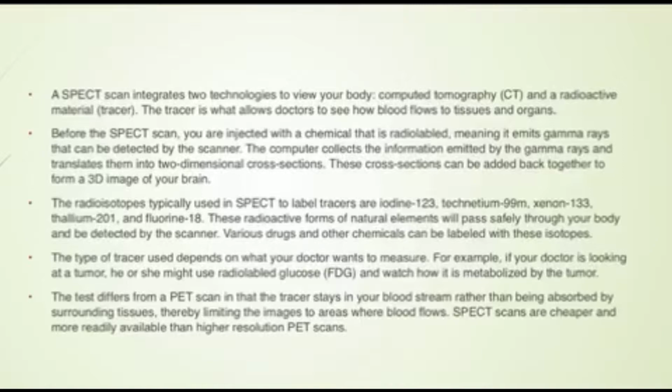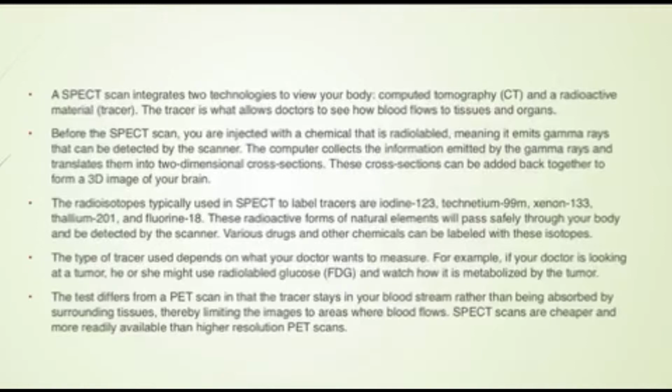Various drugs and other chemicals can be labeled with these isotopes. The type of tracer used depends on what your doctor wants to measure. For example, if your doctor is looking at a tumor, he or she might use radiolabeled glucose, FDG, and watch how it is metabolized by the tumor.